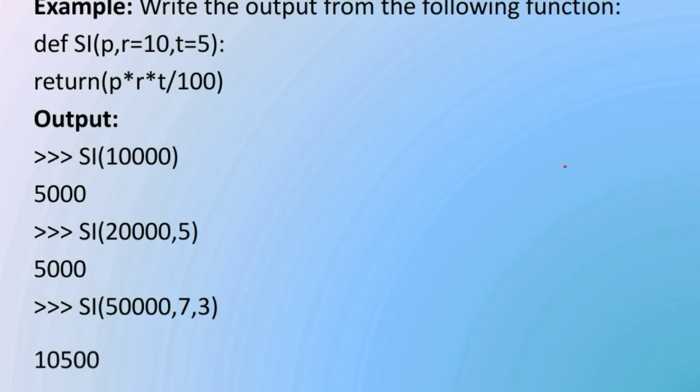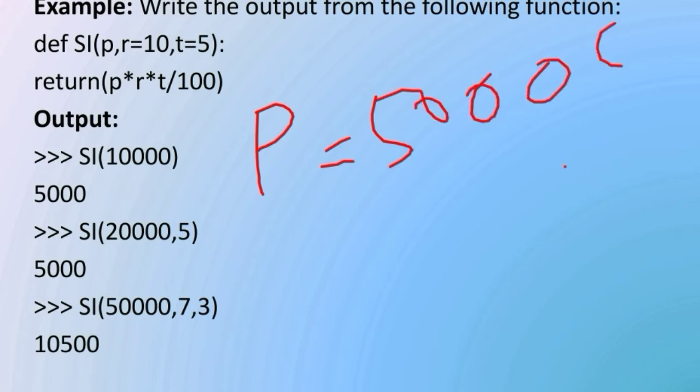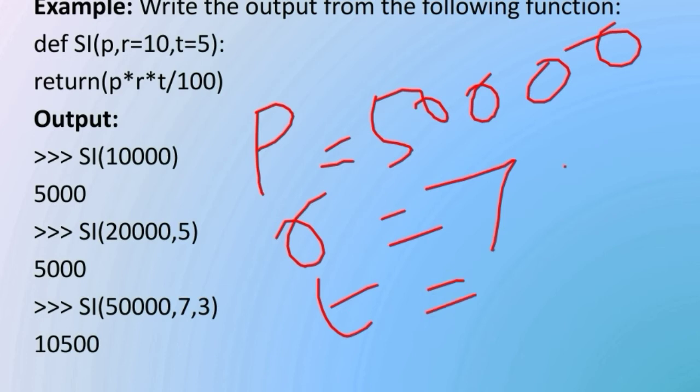The function call statement is S1(50000, 7, 3). It means the variable P is assigned the value 50,000, R is assigned the value 7, and T is assigned the value 3. Based on these values, the calculation will be performed. The answer will be 10,500. So these are some examples for parameters and arguments.